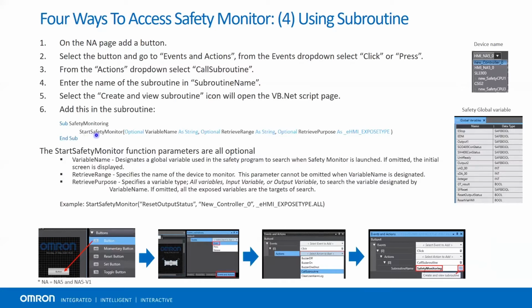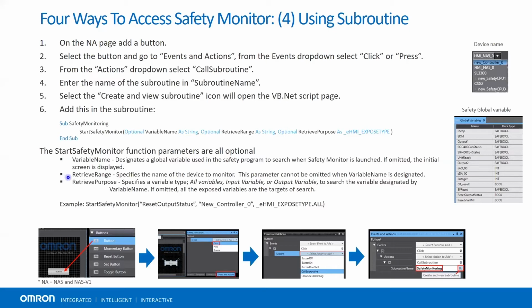In the VB.NET script page, you'll be using the Start Safety Monitor function, which has three variables: variable name, retrieve range, retrieve purpose. The variable name designates a global variable used in the safety program to search when safety monitor is launched. If omitted, the initial screen is displayed. The variable name is found in the safety program in the global variable table.